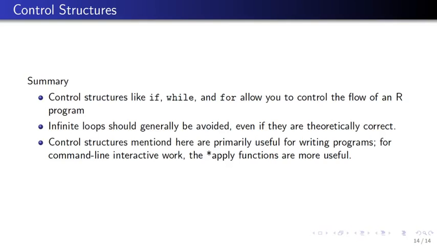And the other key thing I haven't mentioned yet is that the control structures that I mentioned here are primarily useful for writing programs. I think I mentioned that in the beginning. But for command line and interactive work, there are other types of looping functions that we can use. They generally have the word apply in them, and they can be a lot more useful for command line interactive work when you're exploring data and things like that, not writing programs, although they can be very useful in writing programs too. So I'll talk about the apply functions in a separate set of videos.